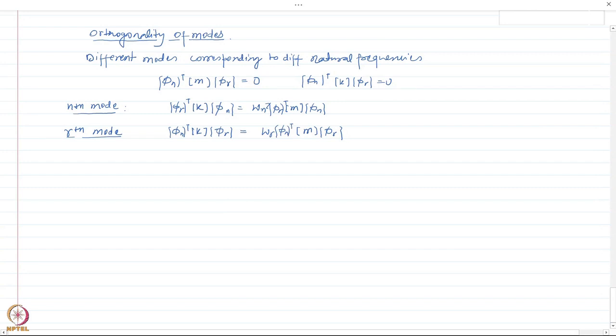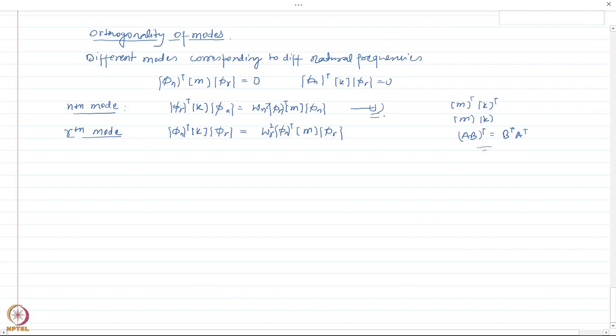So our nth mode with phi r transpose, and the rth mode with phi n transpose, on both sides of the equation. Then I can take the transpose of one of the equations. Remember, if a matrix is symmetric like the M or K matrix, its transpose would be the same. And if you take the transpose of a product of two matrices, it would be the transpose of the second matrix times the transpose of the first matrix. So I'm going to employ these rules here.